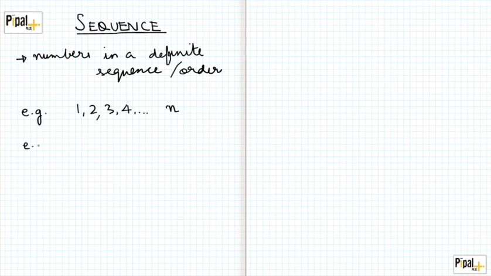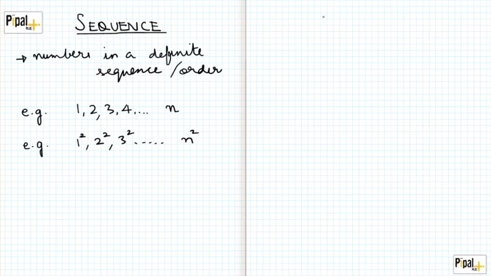Let's take another example. Let's say we have 1 squared, 2 squared, 3 squared and so on up till n squared. So again we have n numbers and they are again in a specific order, where the general term of each of these is given by n squared. So all of these are sequences.